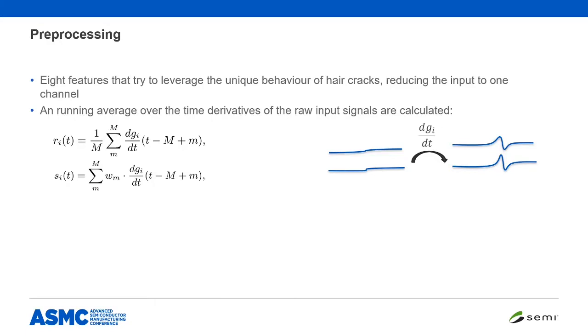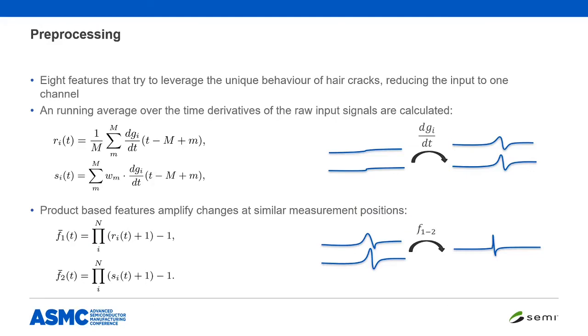Now that the channels are aligned, we can come up with our first class of features, which are the product-based features. Here we take the product over all channels, which causes a steep jump in the signal. We add 1 to the average signals in case one channel drops out or has zero derivative. And we subtract 1 again to center the signal around 0.